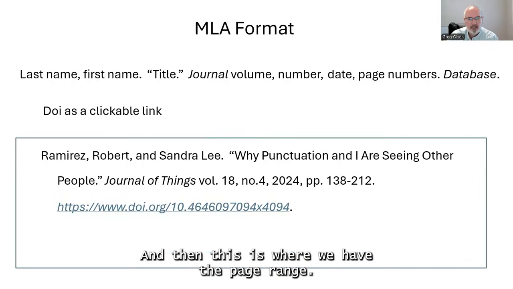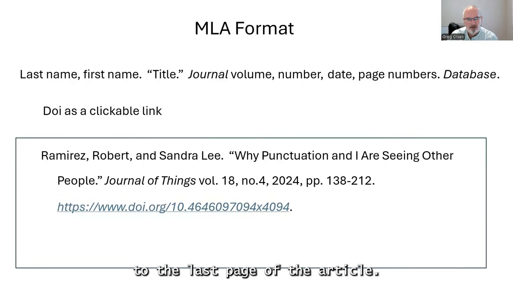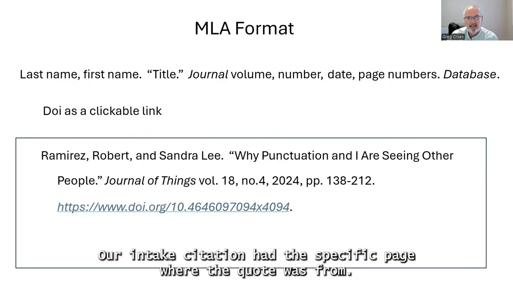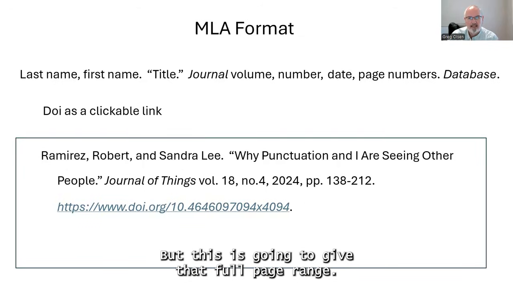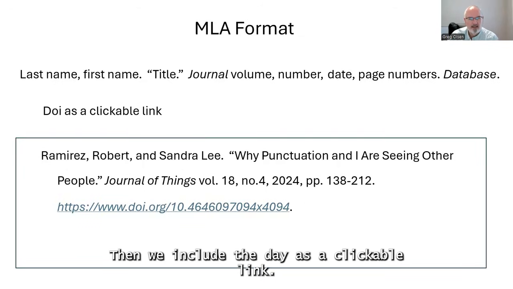We have the year, and then this is where we have the page range. This is from the first page of the article all the way to the last page of the article. Our in-text citation had the specific page where the quote was from, but this is going to give that full page range. Then we include the DOI as a clickable link.